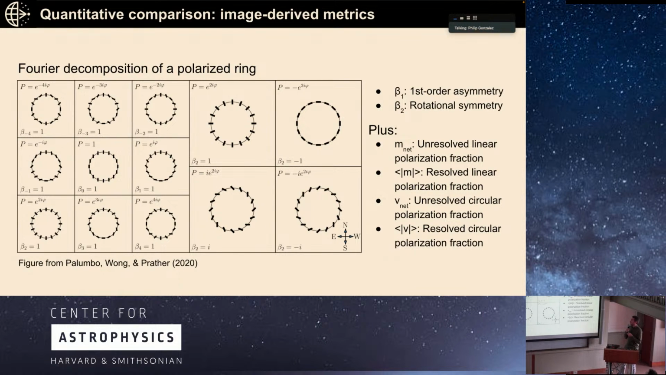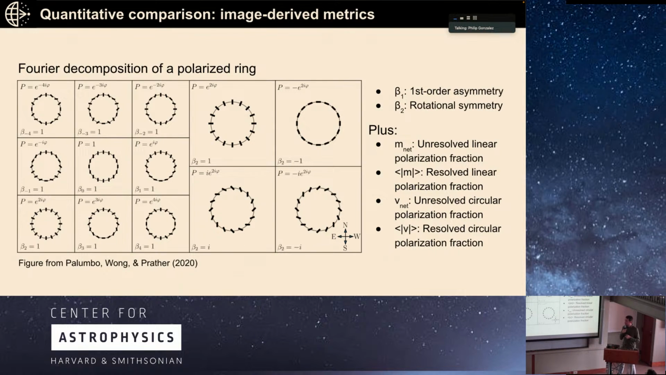We especially look at beta 1 and beta 2, where beta 1 gives us a measure of the first order asymmetry in the polarization pattern, and beta 2 is a measure of the rotational symmetry. So by having different beta 2s, you can go from, for example, a radial to an azimuthal pattern, and with the complex modes we get this twistiness in different directions.